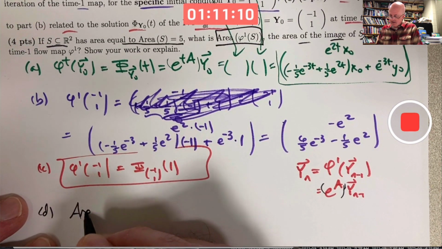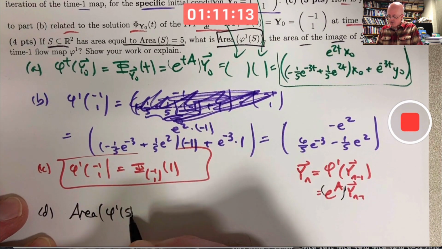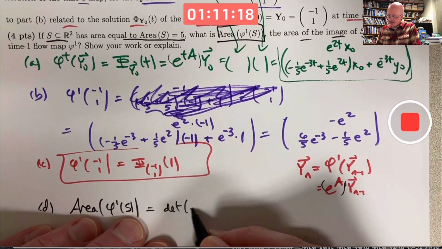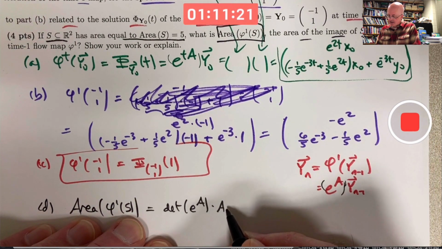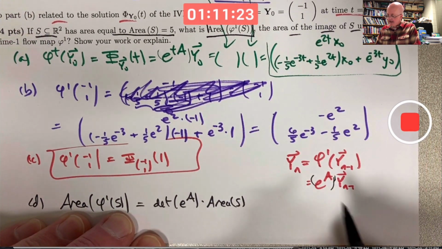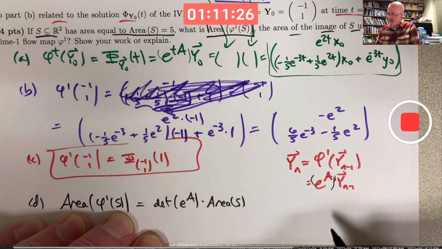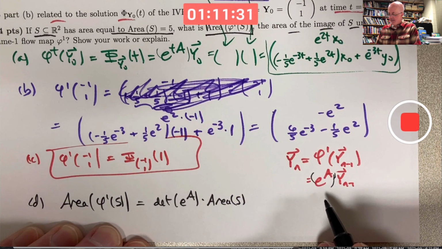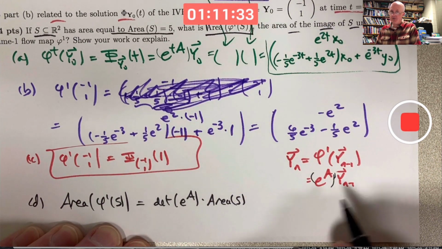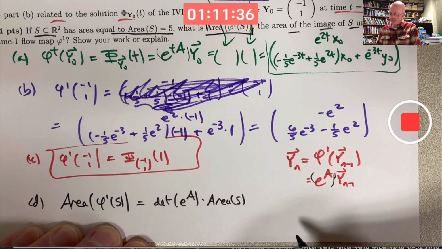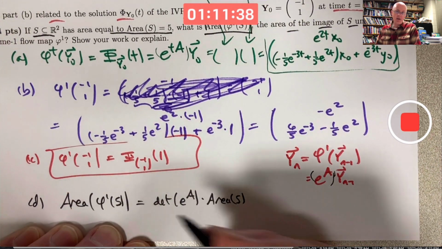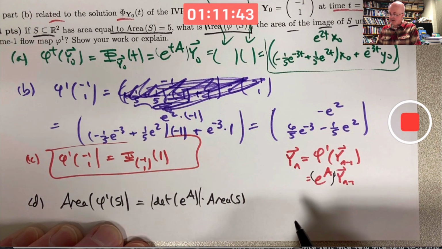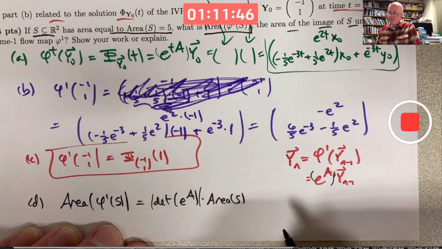So the area of the image of S under the time 1 flow map is going to be the determinant of e to the A times the area of S. E to the A, the matrix exponential when t is 1, is the matrix that implements the time 1 flow map. And therefore, that tells you how it affects the areas. It's always the determinant times the area. Technically, in general, it's the absolute value of the determinant. But the determinant of e to the A, in this case, will be a positive quantity.